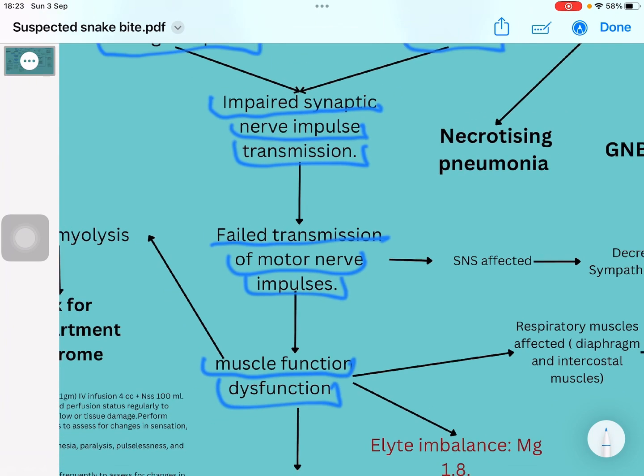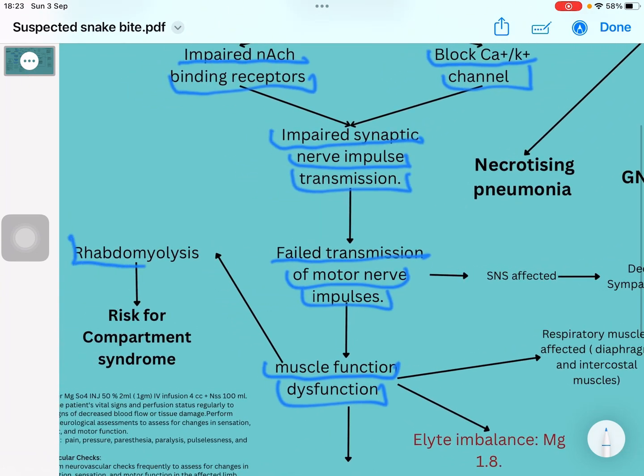So when there's muscle dysfunction, it can also lead to rhabdomyolysis, which is like the breaking down of muscle components, and after breaking down, they enter the bloodstream and it can cause compartment syndrome. So my patient has risk for compartment syndrome.